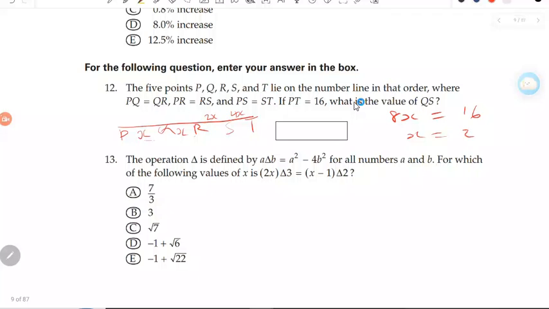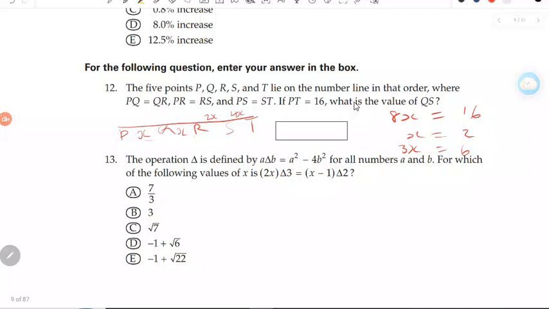S is 2. But what we are looking for is 3S. Because if you look at this, from Q to S is S plus 2S, which is 3S. What is 3S? If S is 2, what is 3S? You don't want to say anything. If S is 2, then 3S equals 6.